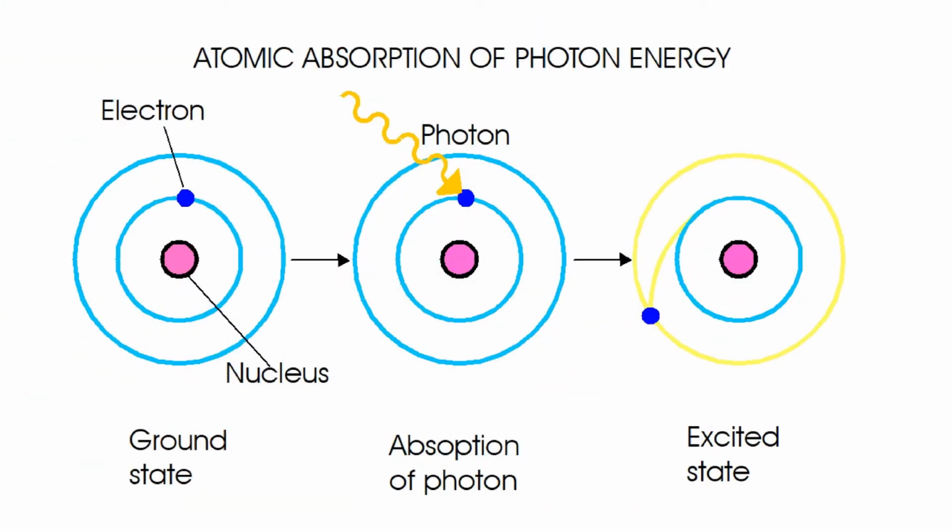Light energy in the form of photons strike electrons in the outer shells of atoms and excite them to higher electron energy shells or states.